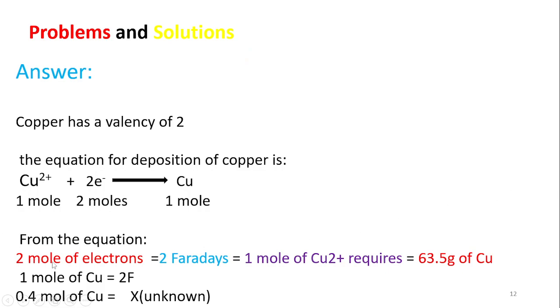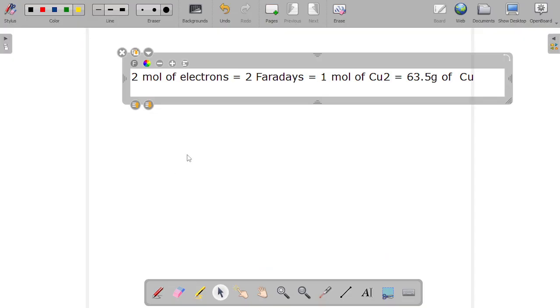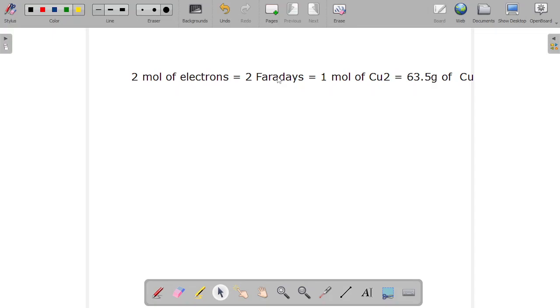So now when we have that 2 moles of electrons is equal to 2 Faradays, which is equal to 1 mole of copper, and it requires 63.5 grams of copper, we can actually compare these two here. So if 2 moles of electrons is equal to 2 Faradays, then 1 mole of copper is definitely equal to what? Sorry, I think this is quite confusing. Okay, let's solve that here. So we have 2 moles of electrons, which is equal to 2 Faradays, which is equal to this and this.